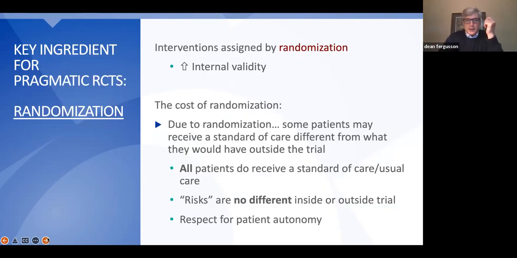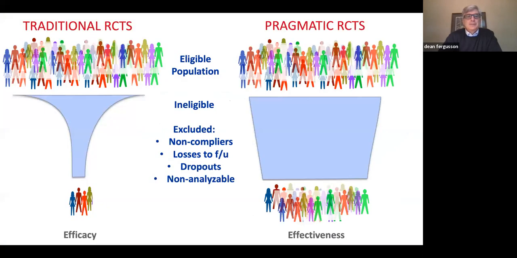So again, the key ingredient in a pragmatic trial is randomization. You're mimicking clinical practice or routine practice, except you're randomizing. And the cost of randomization is that some patients may receive a standard of care different from what they would have received outside the trial, because that's the whole idea of doing the trial. What's really important, though, is that all patients do receive a standard of care or usual care, and the risks are no different inside or outside the trial. But we have to be careful. We need to respect patient autonomy to decide with their provider whether they go into a trial or not. But again, the only manipulation is randomization.